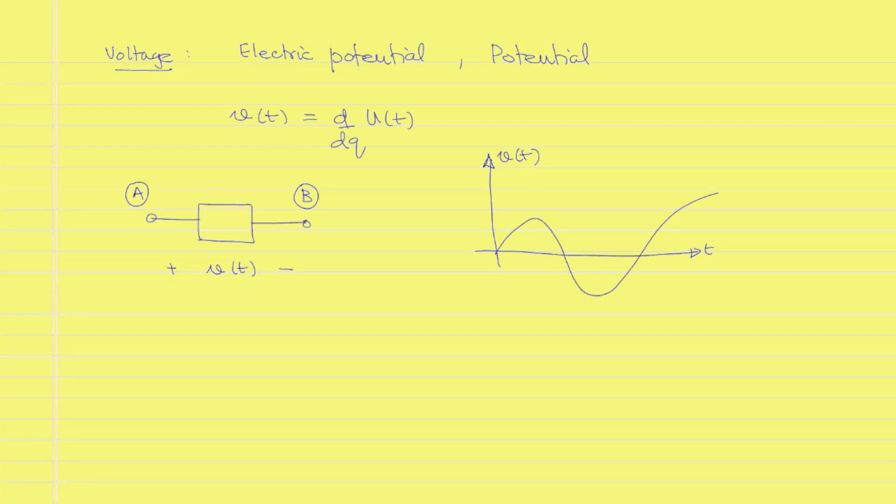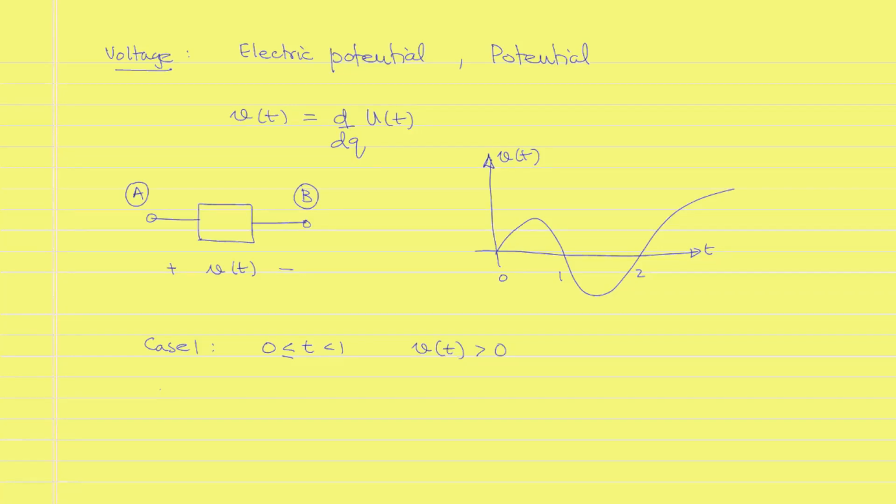it changes as shown, such that between 0 and 1 second it is positive, and between 1 and 2 seconds it is negative. We can interpret this as two cases. Case 1, which is in the time interval from 0 to 1 second, where the voltage is positive or greater than 0. What this means is that the terminal A is at a higher potential or at a higher voltage as compared to terminal B.